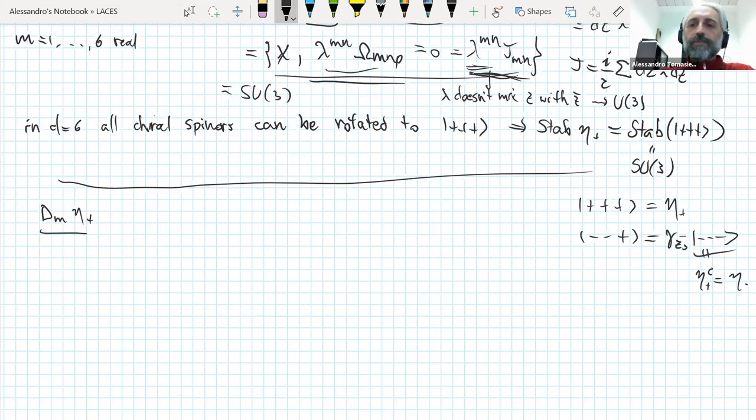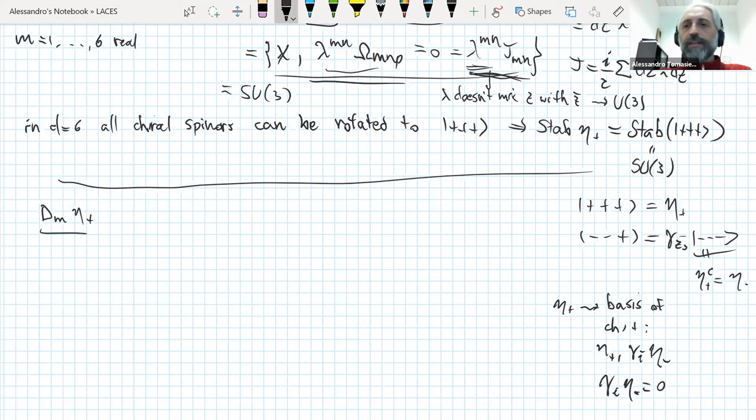So you see then that associated to eta plus, there's a basis of all possible ones, because now there's plus, minus, plus, plus, and that's it. In six dimensions, there are only four chiral spinors. And the basis is eta plus and gamma I bar eta minus. Now, the lower gamma I eta minus is zero, because if eta minus is this, then the lower gamma I are the annihilators, and they annihilate minus, minus, minus.